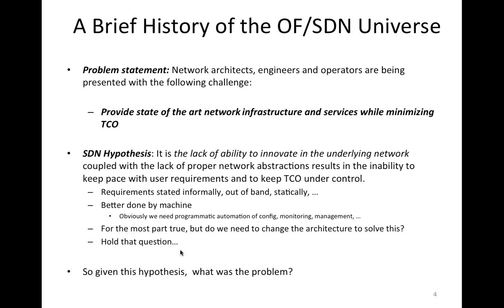And there were several reasons for this. For example, requirements were all stated informally. I need some bandwidth over here. They're all out of band, statically. Some of this stuff, we've known for a long time would be better done by machine. Obviously, we need programmatic automation of configuration management, monitoring, et cetera, if we want scale and efficiency.